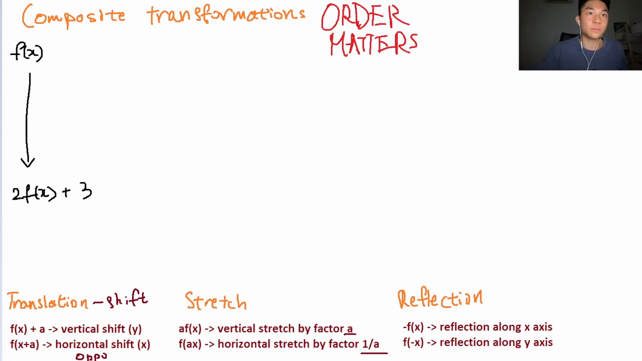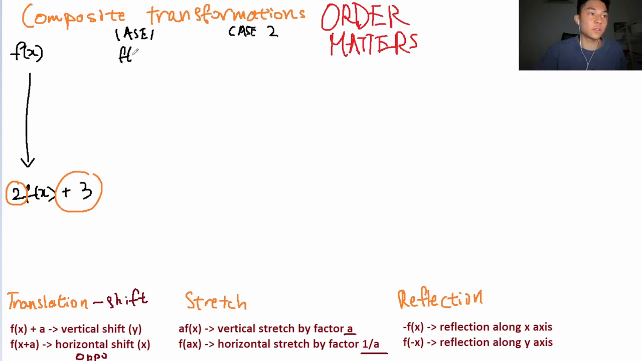Plus 3, right? We know that that's a vertical shift. So vertical shift 3 units up. And we look here, there's a 2. So we know that that's a vertical stretch by factor 2. So I'm going to show why order matters. So let's say this is my case 1 and my case 2.